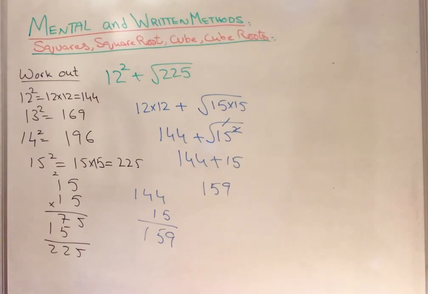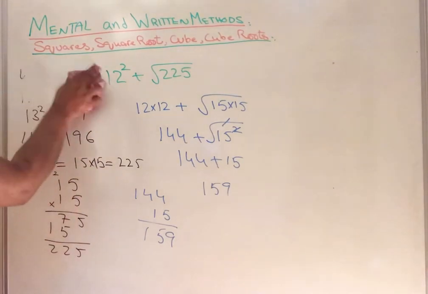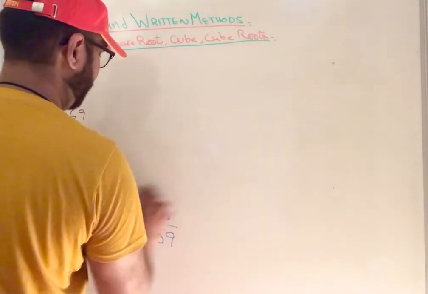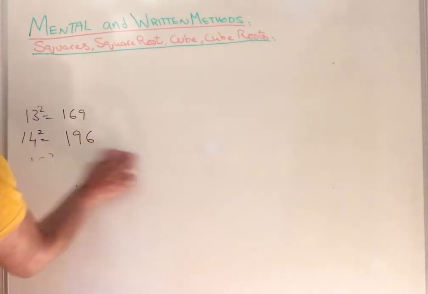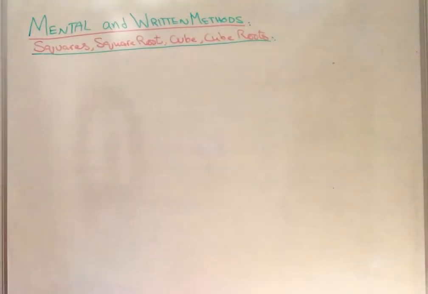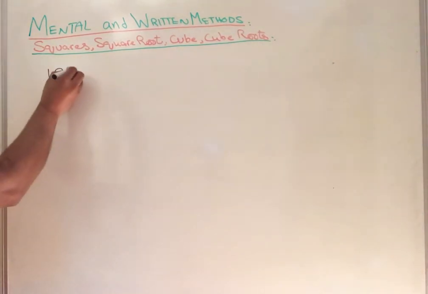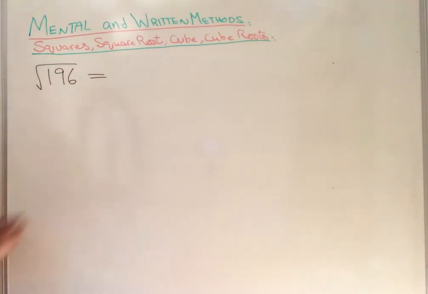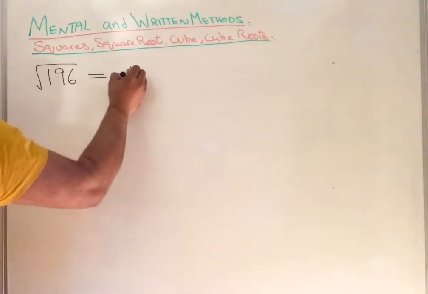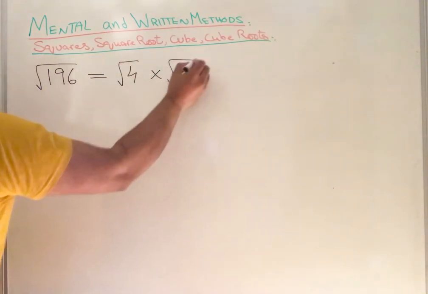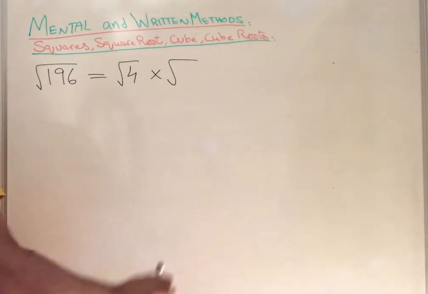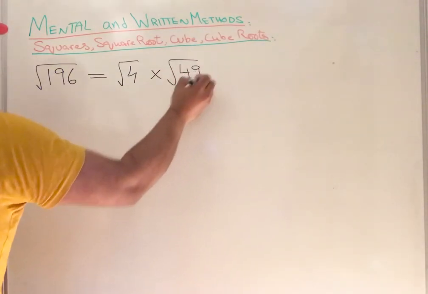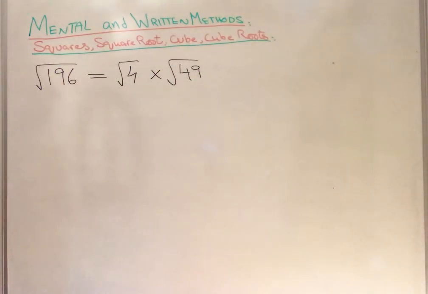Another one, they are saying to show that. We need to show that. That's the last one. After that, you will be working on your own without any help. So they said that the square root of 196 equals the square root of 4 times the square root of 49. So now they said that we work out both and they should be equal.